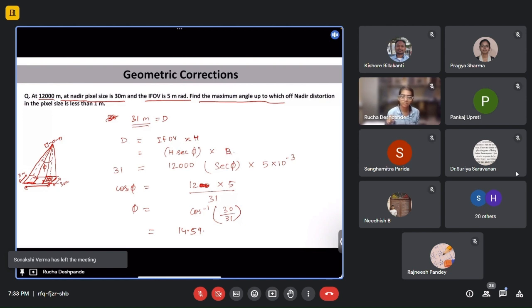Is this clear? So this would be on both sides. So till 14.5 degree deviation from the nadir, the pixel size would vary between 30 to 31. So there will be only a small distortion within that angular range.